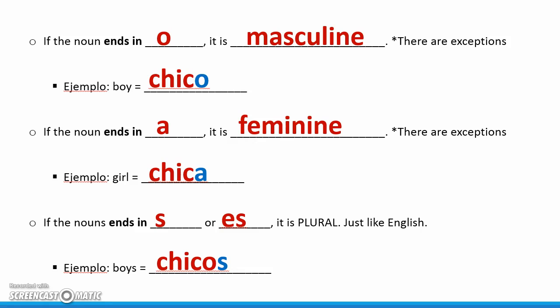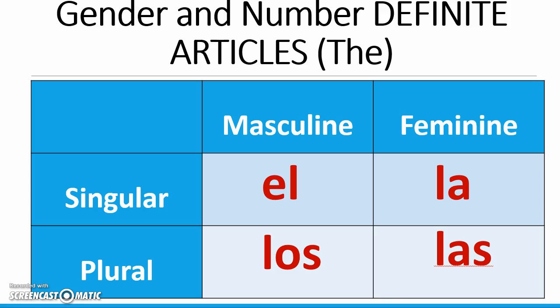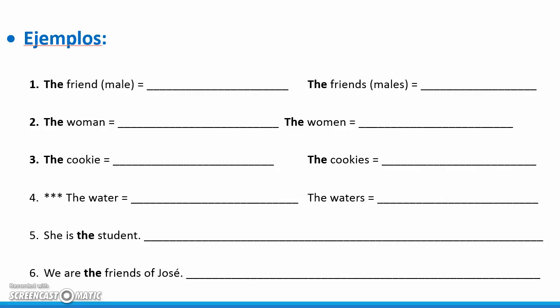Aquí tienes la lista de los artículos definidos, las maneras para decir la palabra the. I can say the by using el, los, la, o las. Okay. Por favor, tienen que pausar sus pantallas. Go ahead and take a moment to pause your screens. See if you can figure out how to say these different words in Español.